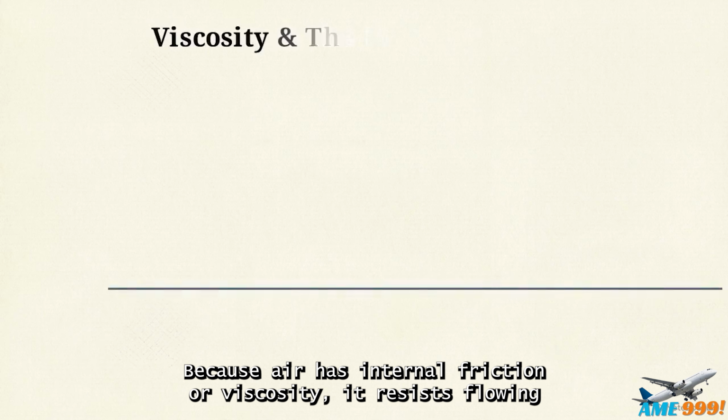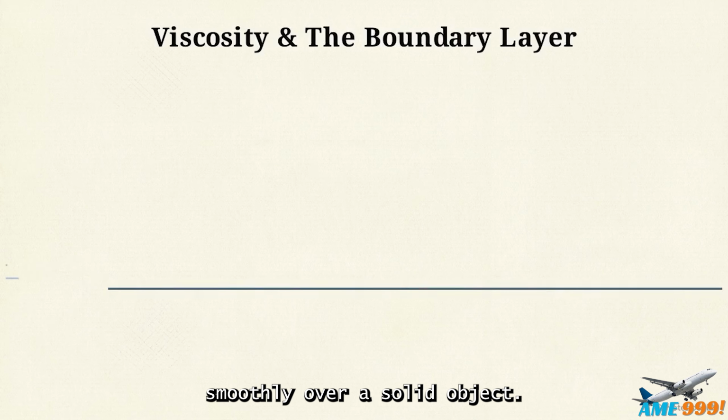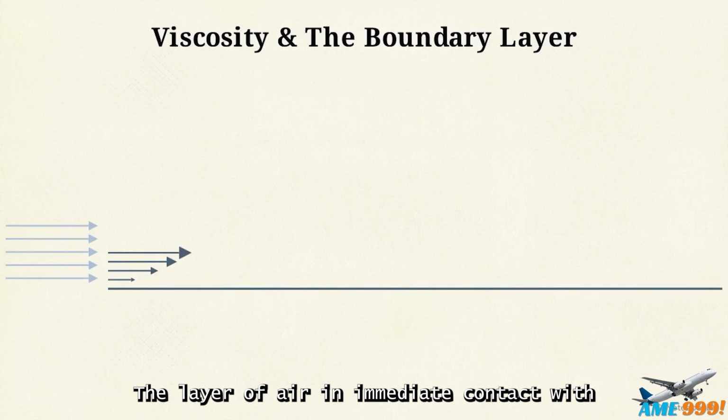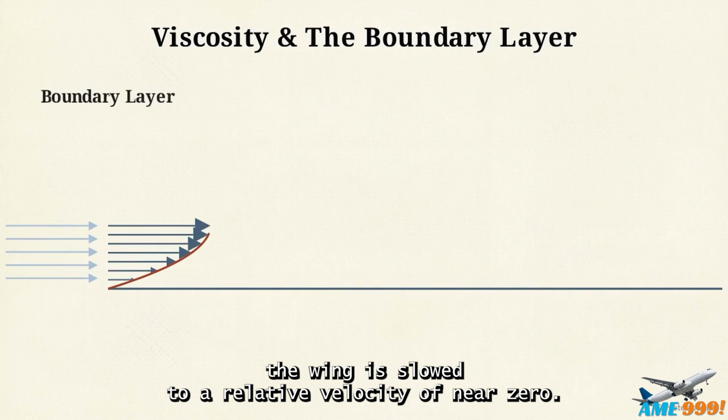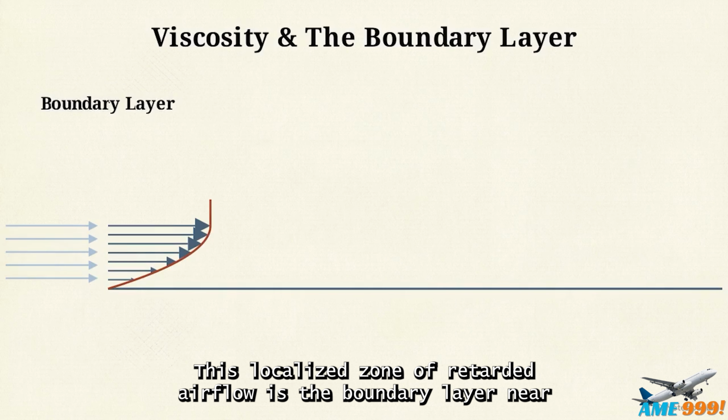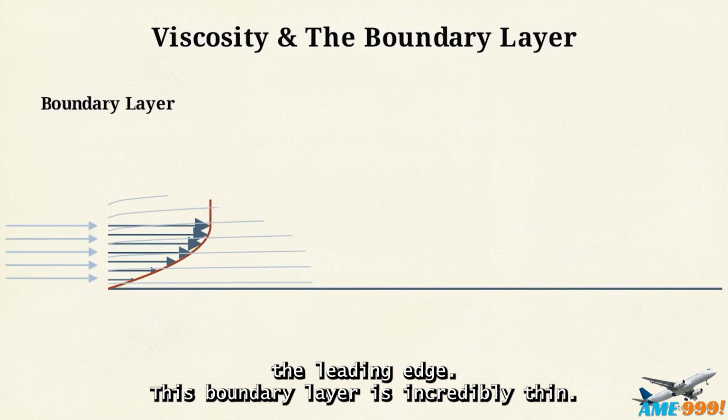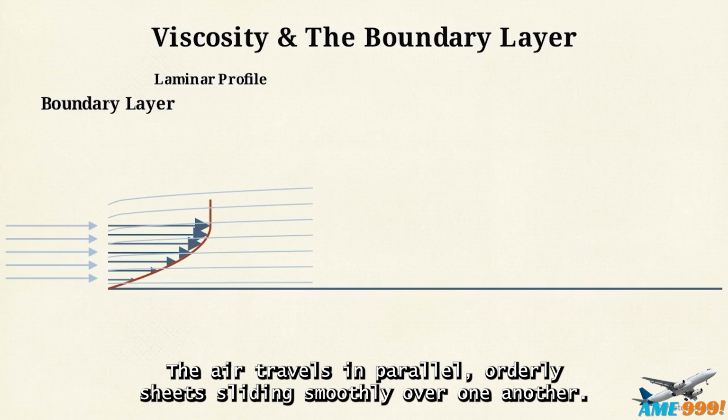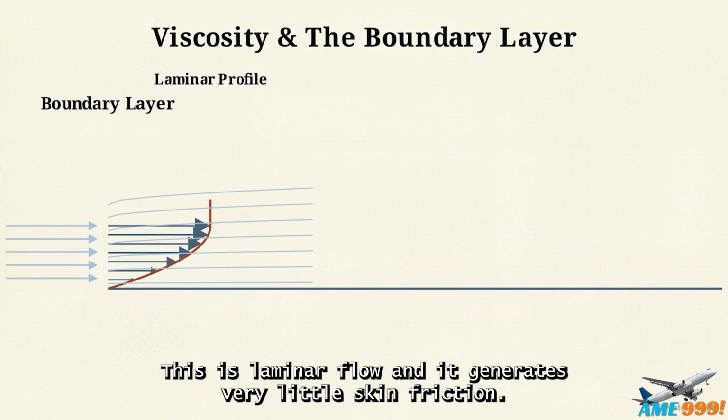Because air has internal friction, or viscosity, it resists flowing smoothly over a solid object. The layer of air in immediate contact with the wing is slowed to a relative velocity of near zero. This localized zone of retarded airflow is the boundary layer. Near the leading edge, this boundary layer is incredibly thin. The air travels in parallel, orderly sheets sliding smoothly over one another. This is laminar flow, and it generates very little skin friction.